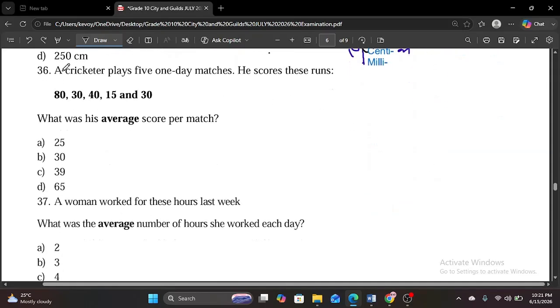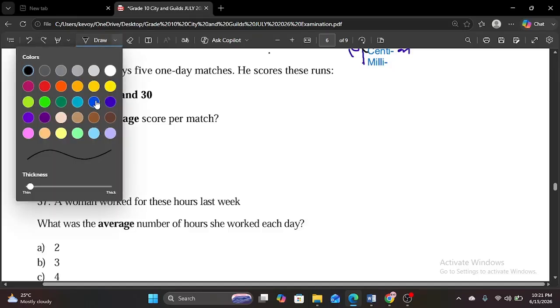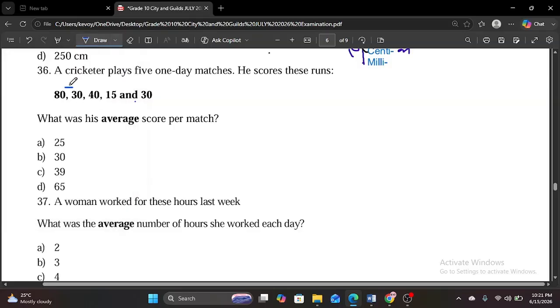All right, let's quickly do this one. A cricketer plays 5 one-day matches. He scored these runs: 80, 30, 40, 15, and 30. What was his average score per match? To find his average score, all we have to do is add. We're just going to add all the scores together. That's going to be 80 plus 30 plus 40 plus 15 plus 30.